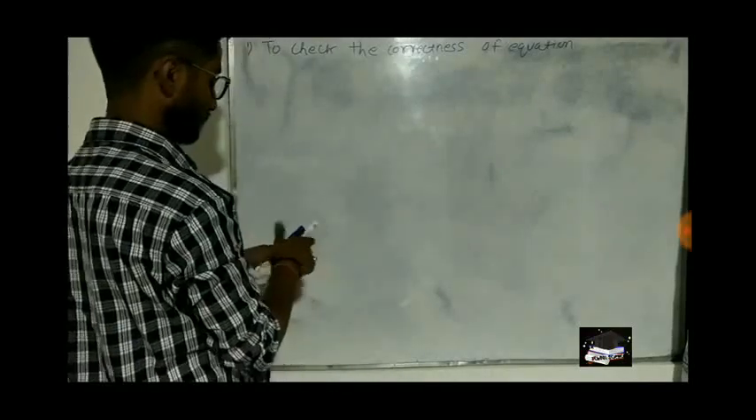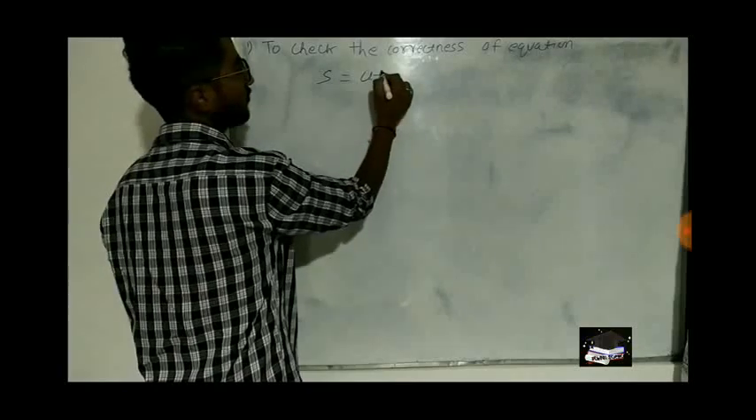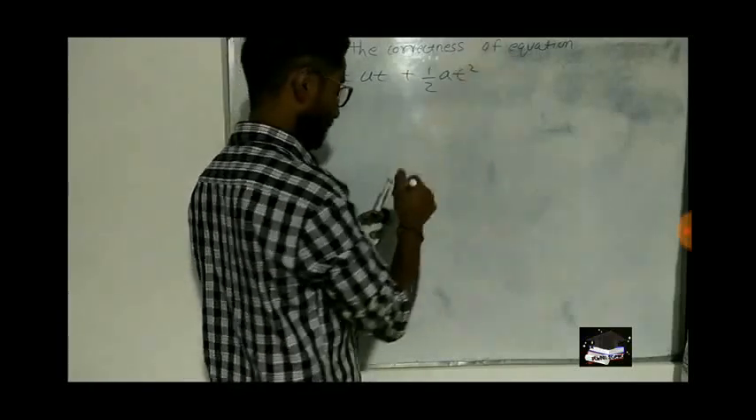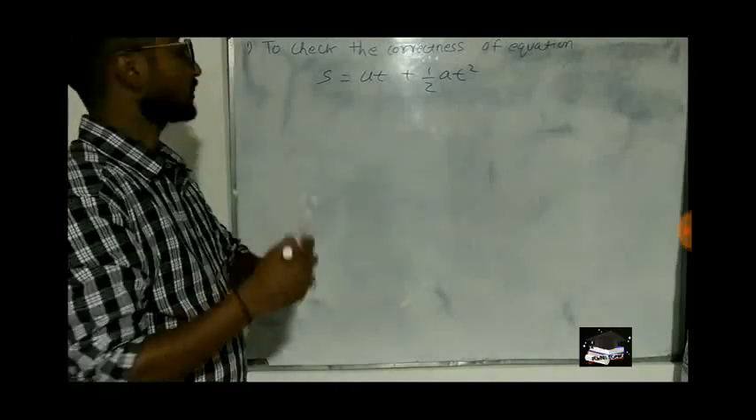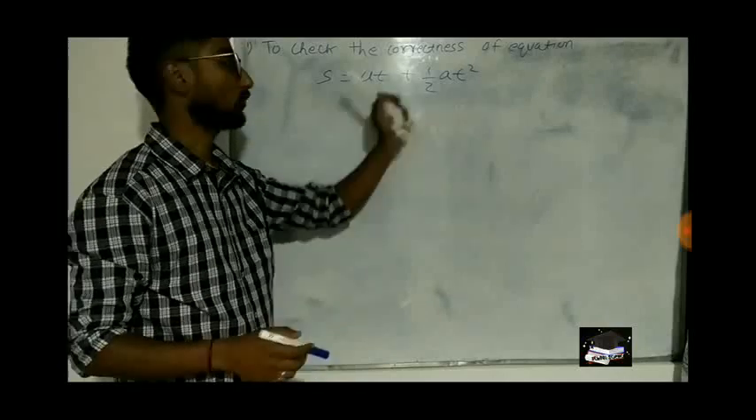Let us do another equation. S equals ut plus half at square. Now let us check whether this equation is correct or not. Till now we don't know whether this is correct or not. Now we have to prove it.